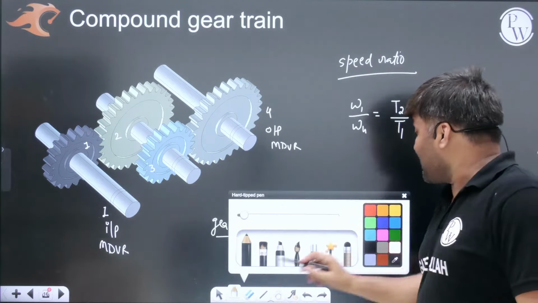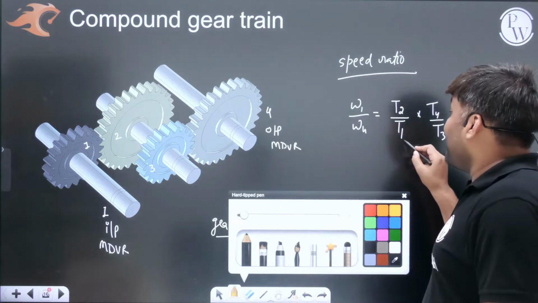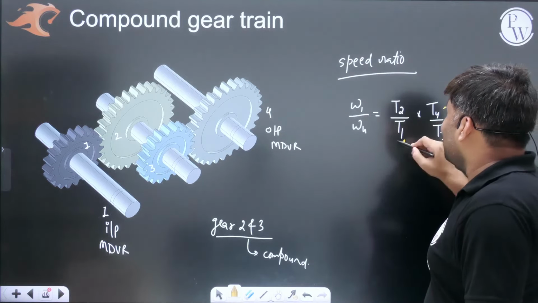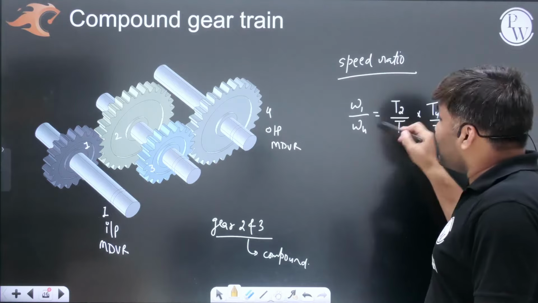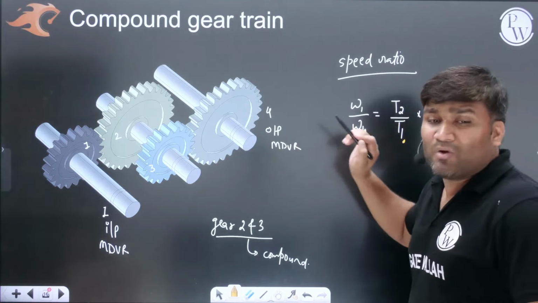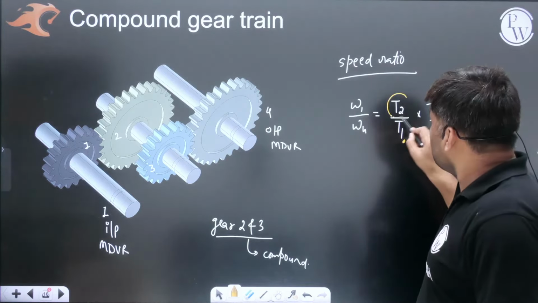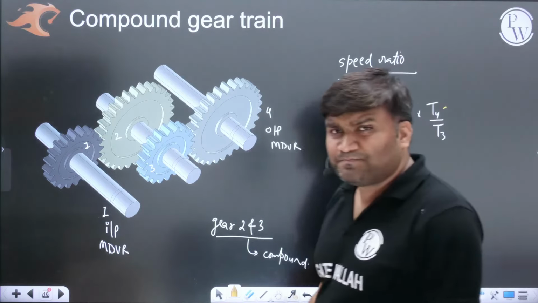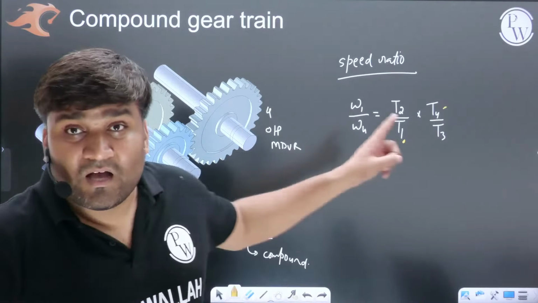Now can you imagine, beta? Main driver, main driven. These teeth are in picture, and in between whatever compound gears you had, sir, T2 and T3, these are also participating in the formula. Getting my point? This is a very beautiful gear train, beta, compound gear train. In the examination, they will give you this kind of arrangement and ask you to find out velocity ratio, speed ratio.